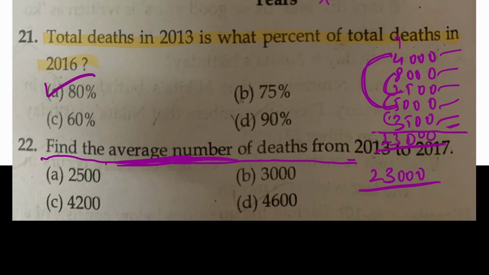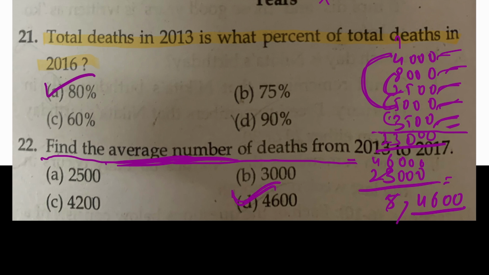Now divide by the number of years: 1, 2, 3, 4, 5. Divide by 5. You will get the answer 4600 deaths. Check the answer here. As you can see, D is the answer here.